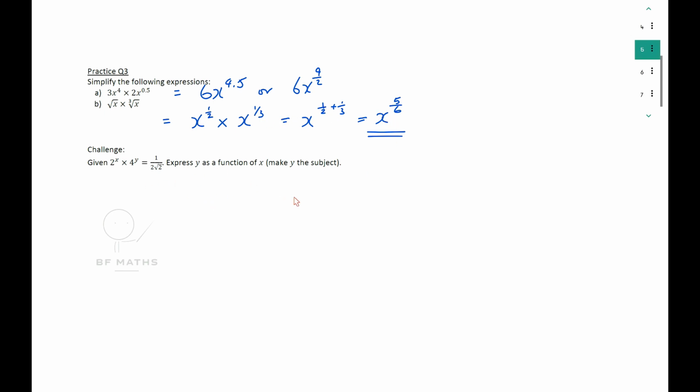Here's a challenge question. Given 2 to the power of x times 4 to the power of y equals 1 over 2 root 2, you can use the whole equation. Express y as a function of x. You want to make y the subject, so y equals something.